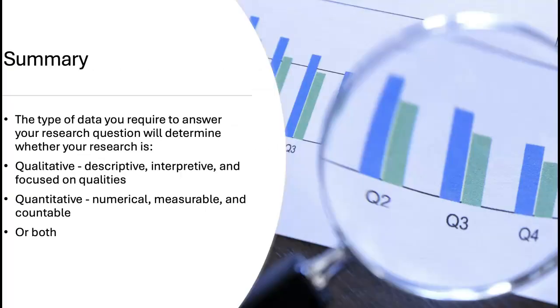So, in summary, the type of data you require really relates directly to your research question, which is why we keep banging on about it. It's really important to get it right. Qualitative, descriptive, interpretive; quantitative, numbers; and of course you can use both.